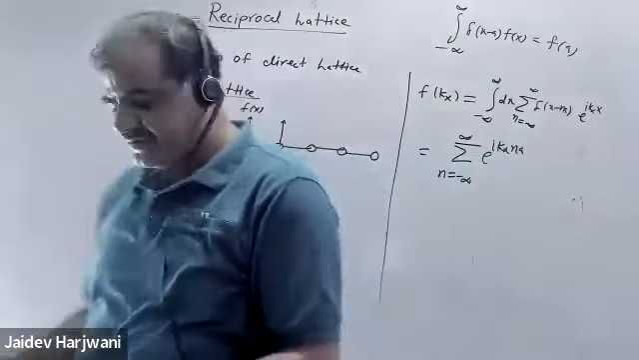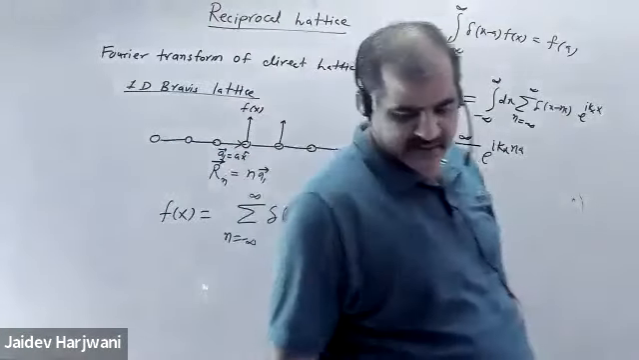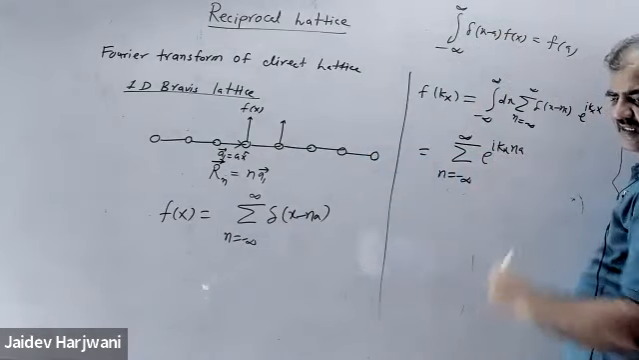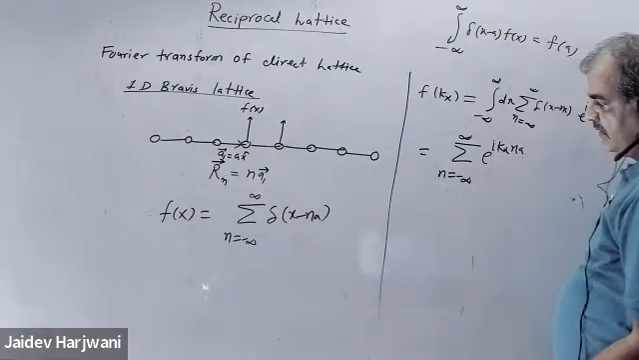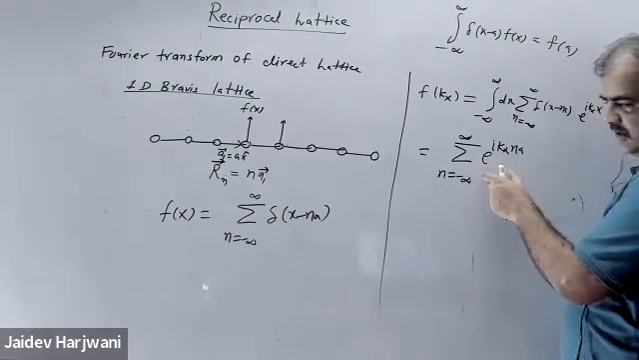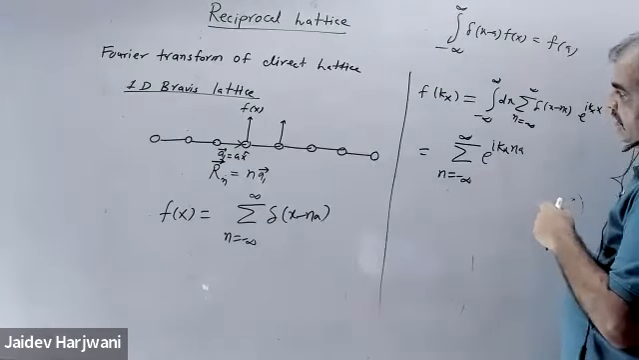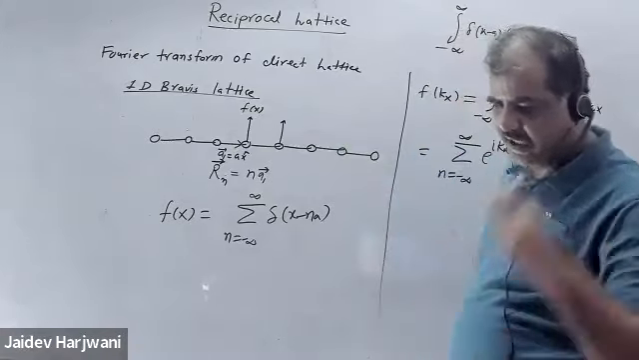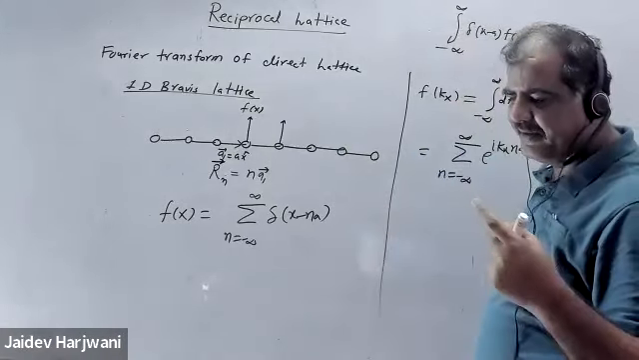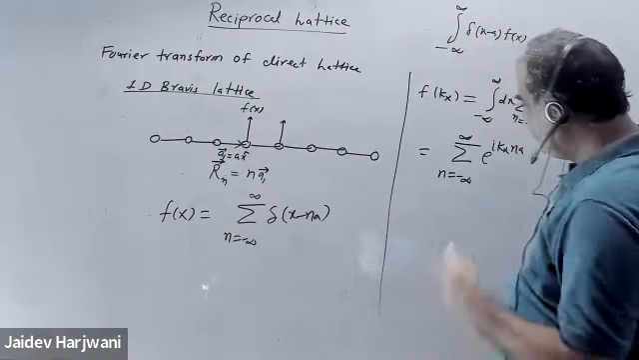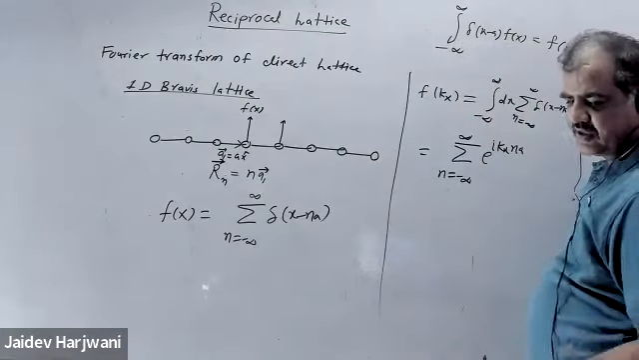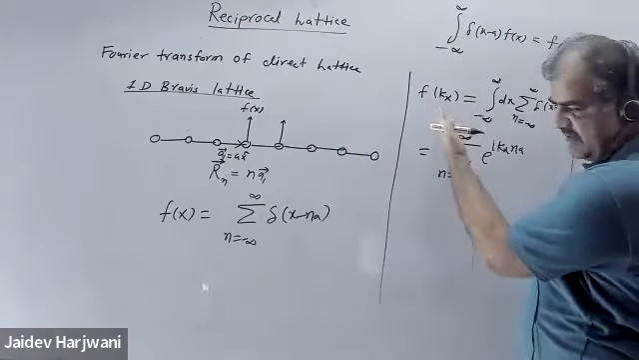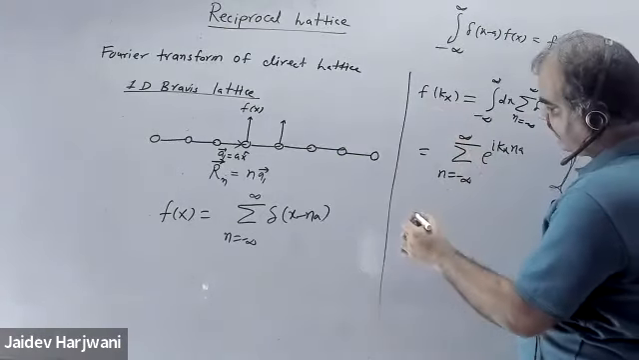And what is this? e to the power iota kx na is cos plus iota sin. So this is a Fourier series, and our delta function is periodic. That means I can write my Dirac comb as a Fourier series, because the Dirac comb is a periodic function. Once I took the Fourier transform, we get a Fourier series, and this again I can write as a Dirac comb.